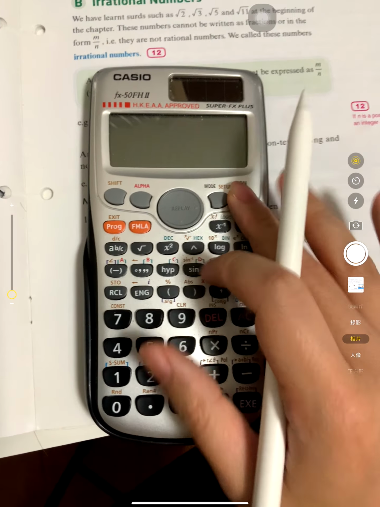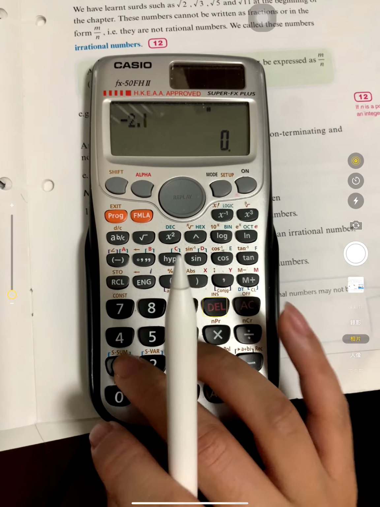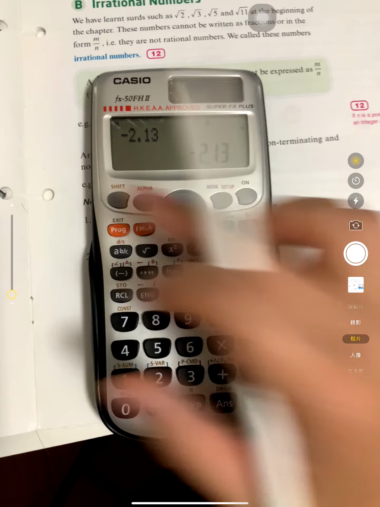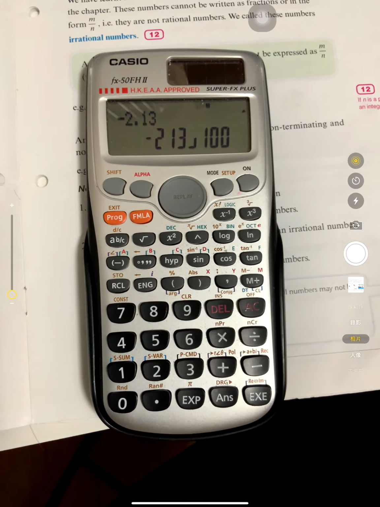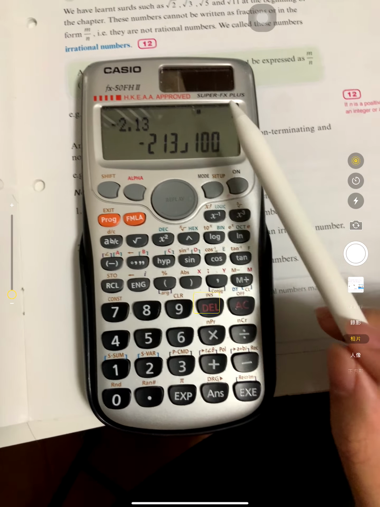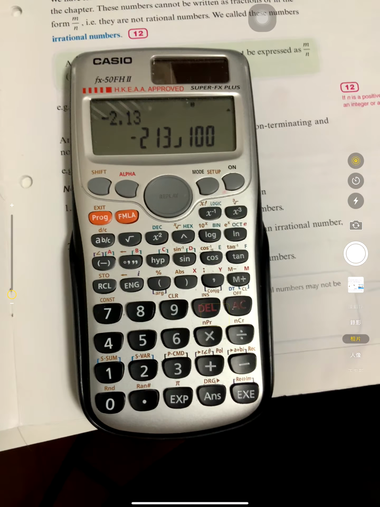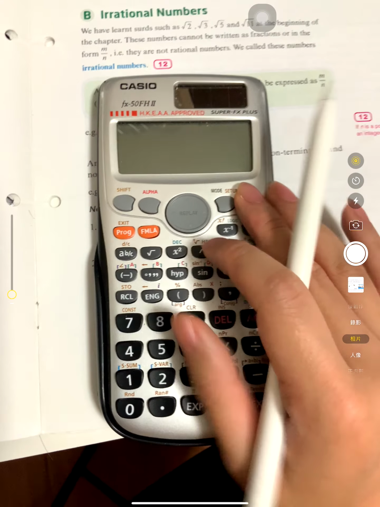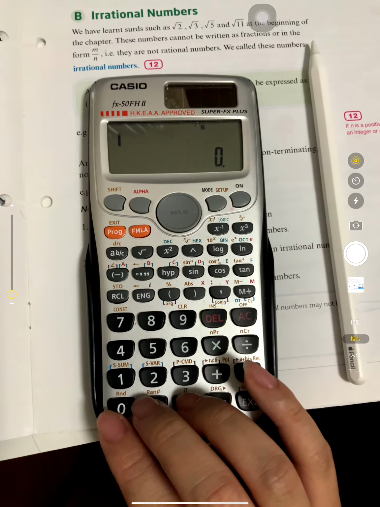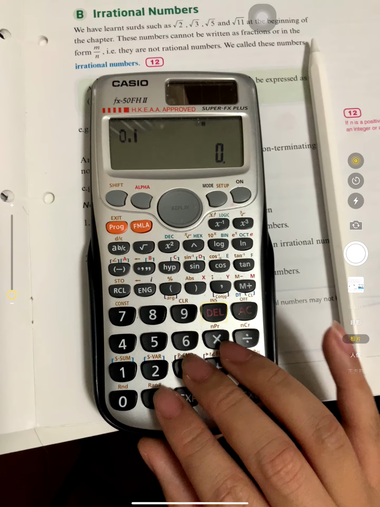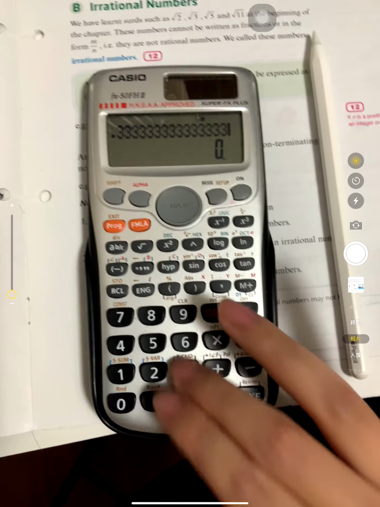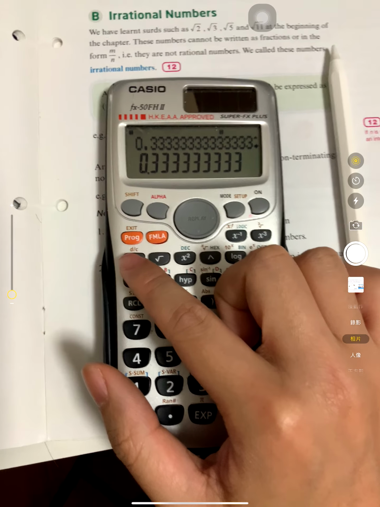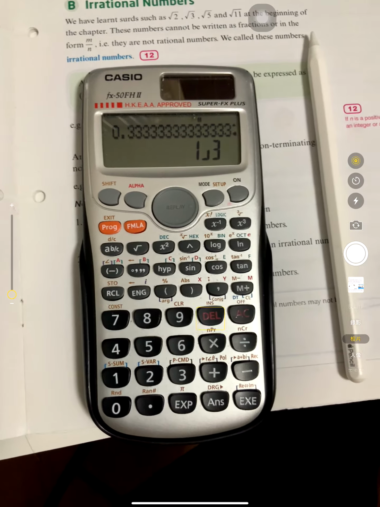I give you one more example. For example, negative 2.13, and then again shift, and then A B slash C. You can see the answer is negative 213 divided by 100. You can use this method to find any one that we have learned. For example, we have learned about the recurring decimal, right? 0.33333. When we press many 3s here, and then press shift and this one, you can see the answer is 1 over 3. It still works.